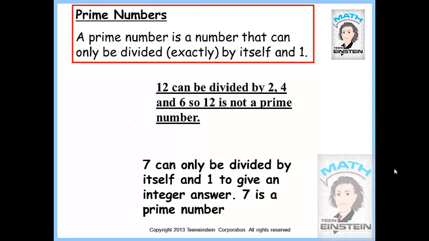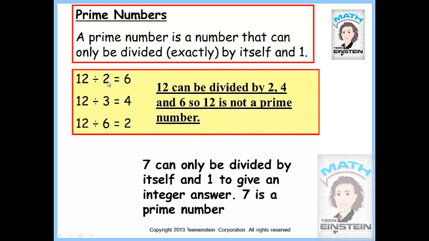Prime numbers. What do you mean by prime number? It is a number that can be divided exactly by itself and 1. For example, if you take 12, it can be divided by 2, 4 and 6. So 12 is not a prime number. 12 can be divided by 2, 3 and 6. So 2, 3, 6 are the divisors of 12. Even 12 itself will divide, 1 also will divide. We have a lot of divisors for 12, so it is not a prime number.